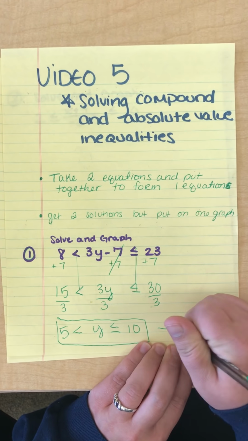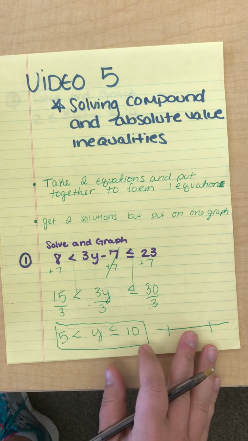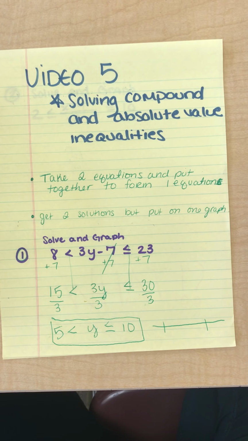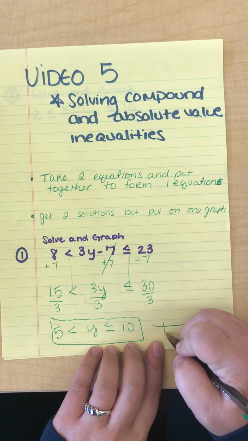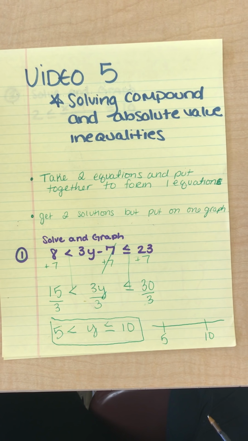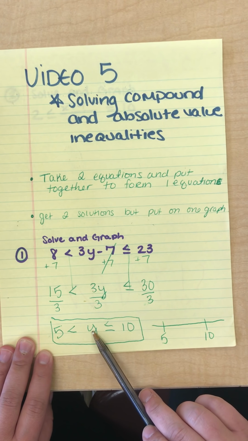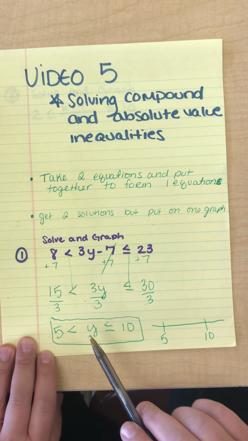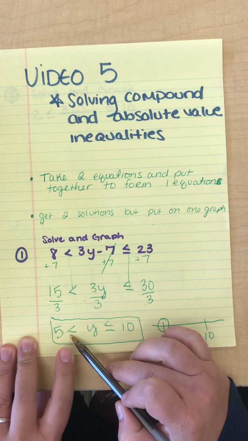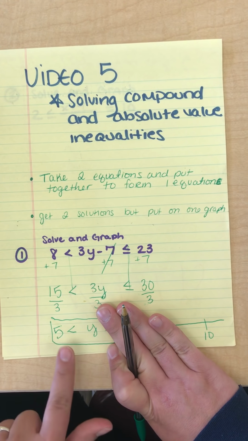Now I'm going to graph it. I'm going to make my nice little number line, just like before in the last video, except now I only need 2 hash marks. I'm going to put my lower number on the left, so 5, and my higher number on the right, so 10. If I look at this chunk right here, it's telling me that y is greater than 5. So that's going to be an open circle because remember, if there's no line underneath it, we have an open circle.